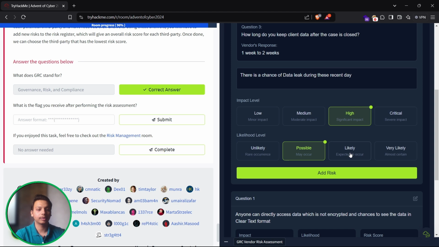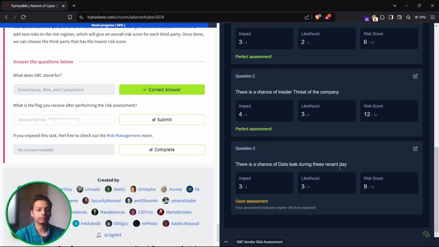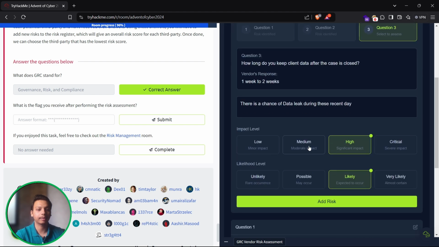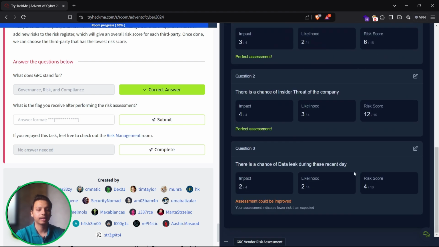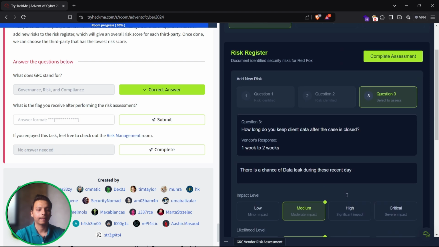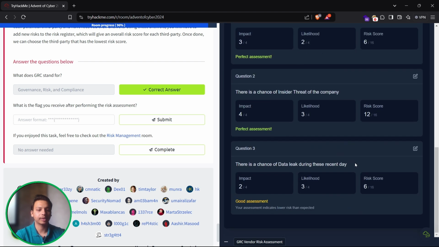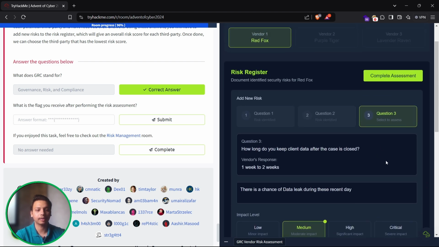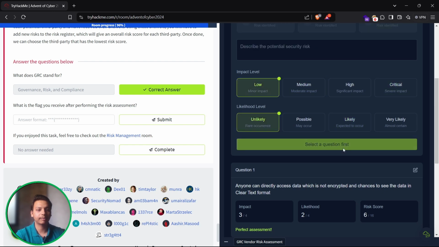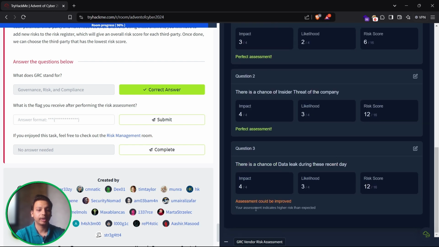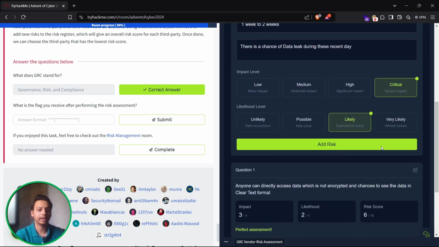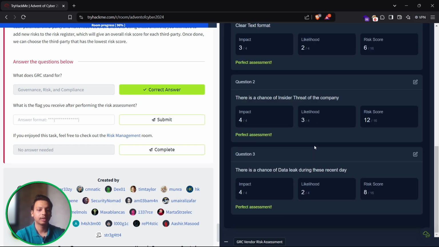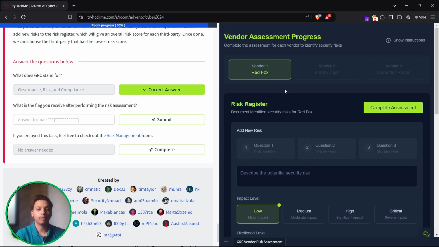Okay, so likely, okay, indicates higher risk than is accepted. So here the possible risk could be improved. Okay, let me just check. Yep, let me just make it critical. Your assessment indicates higher risk than expected. So let me just make it possible. Yep, this is perfect. So now we have completed the assessment of vendor 1.